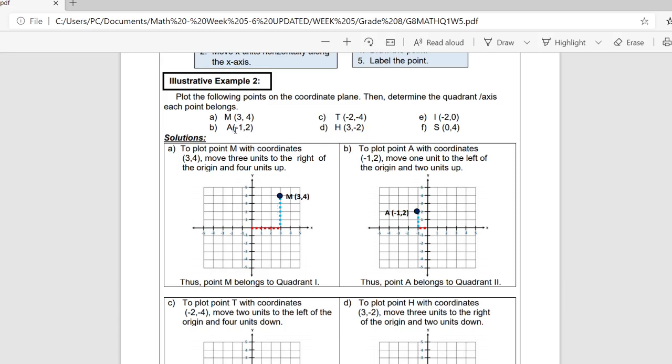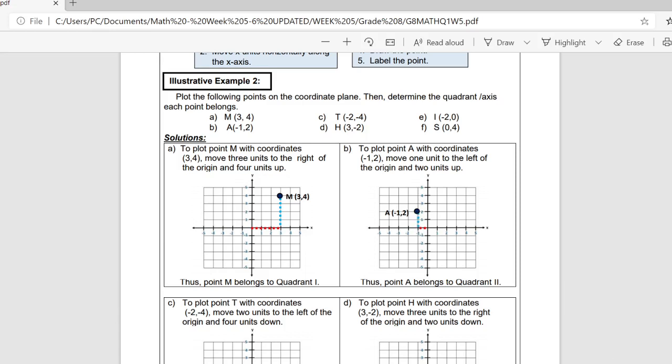Okay, so point A, -1. Since your abscissa is negative, you look for that one left of the y-axis. So that is -1. And then since your ordinate is positive, it is above the x-axis, so you have to count 1, 2. That is your point. That is 1 unit to the left of the y-axis and 2 units above the x-axis.